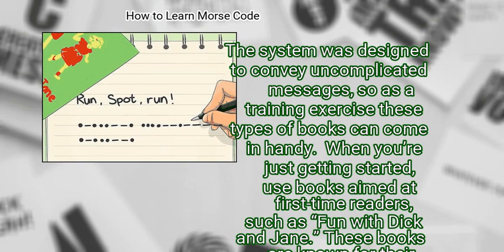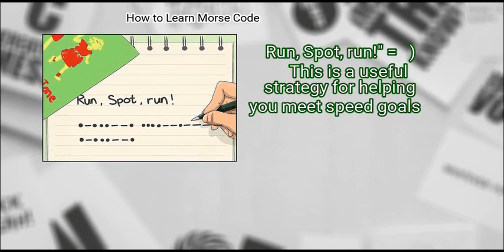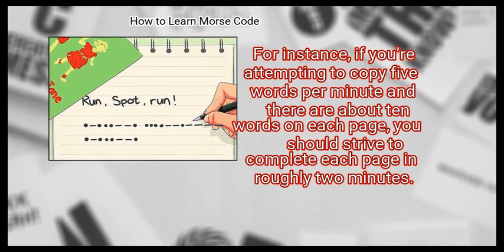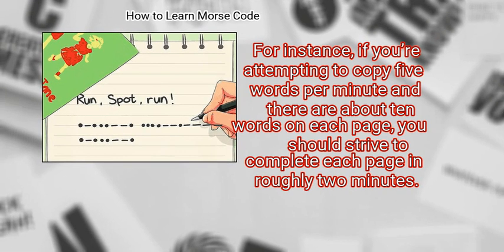These books are known for their famously simple sentences, like "See Spot run." This is a useful strategy for helping you meet speed goals. For instance, if you are attempting to copy 5 words per minute and there are about 10 words on each page, you should strive to complete each page in roughly 2 minutes.